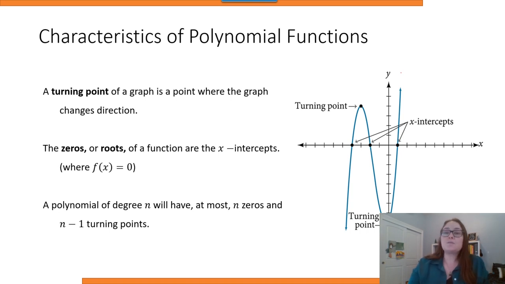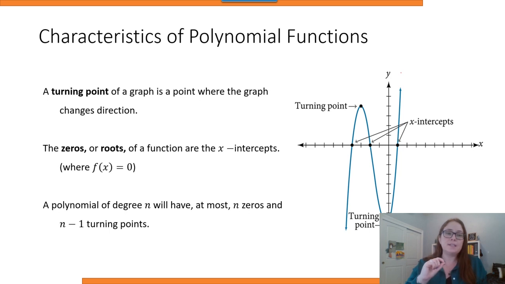The x-intercepts, we're going to start referring to those as the zeros or the roots of the function. Okay, that value where it hits the x-intercept, these are really important to coming up with a sketch of the graph. So we're looking for the x-intercepts, and that, remember, is when f of x or y is equal to 0.